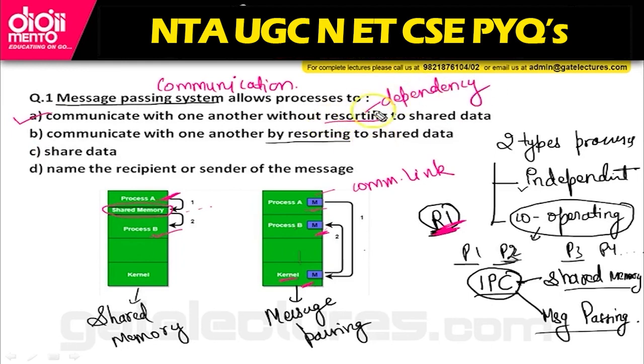There is no dependency on the shared data. They are communicating using the communication link, or in this case the kernel is handling the communication between processes A and B. So in message passing there is no use of shared data, while in shared memory we use the shared memory for the communication between the two processes. Option C is clearly wrong and D is also clearly wrong, because we are talking about communication here. This is one of the communication methods between the processes which are cooperating.